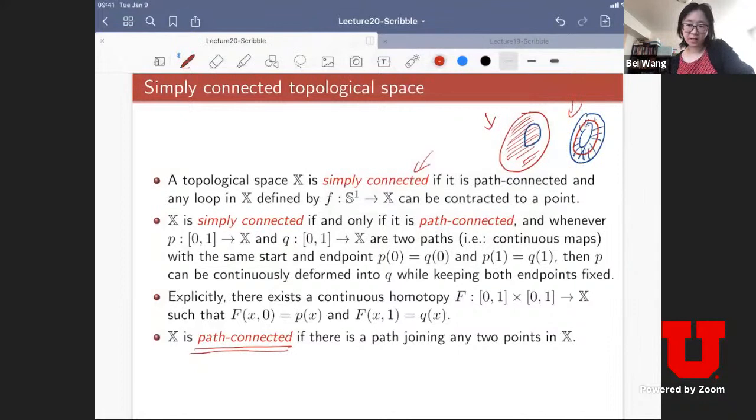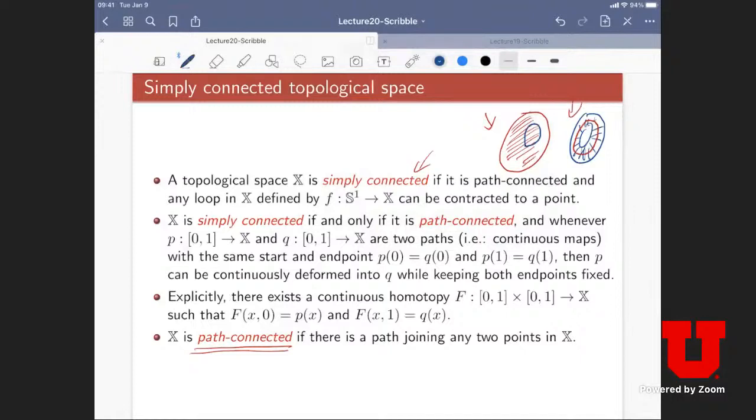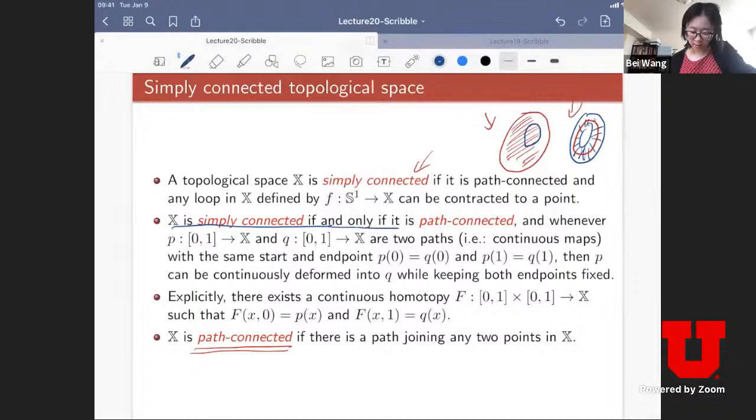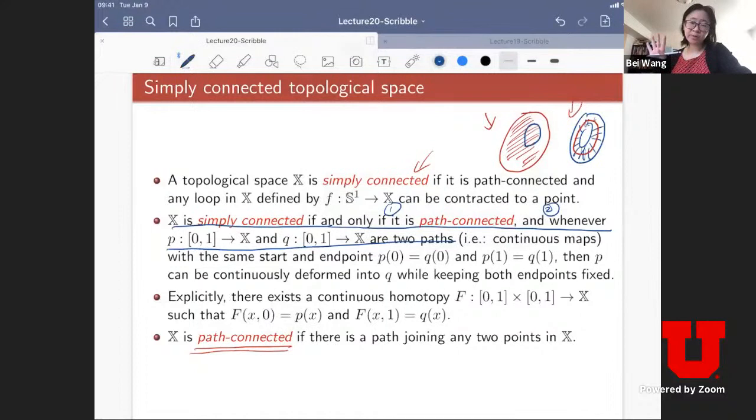In the second point, it says simply connected is equivalent to path connected. Simply connected says if and only if, which means there are two conditions. Simply connected if it is path connected and whenever there are two paths. Yeah, I see. Okay. Oh, I got it. Sorry. So path connected is more relaxed, simply connected is more restricted, right?